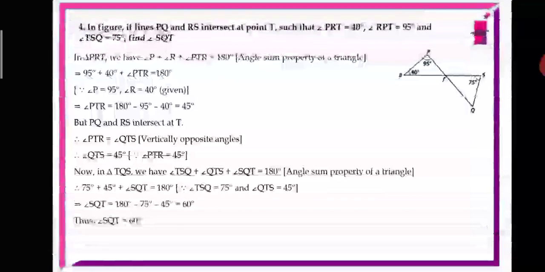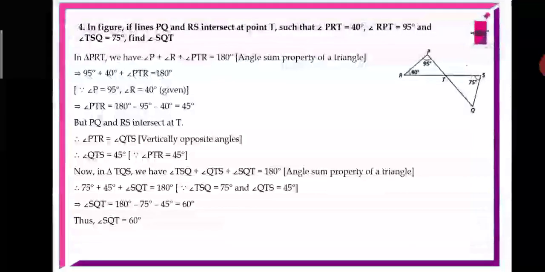Fourth question. In the figure, if lines PQ and RS intersect at point T such that angle PRT equals 40 degrees, angle RPT equals 95 degrees and angle TSQ equals 75 degrees. Find angle SQT.